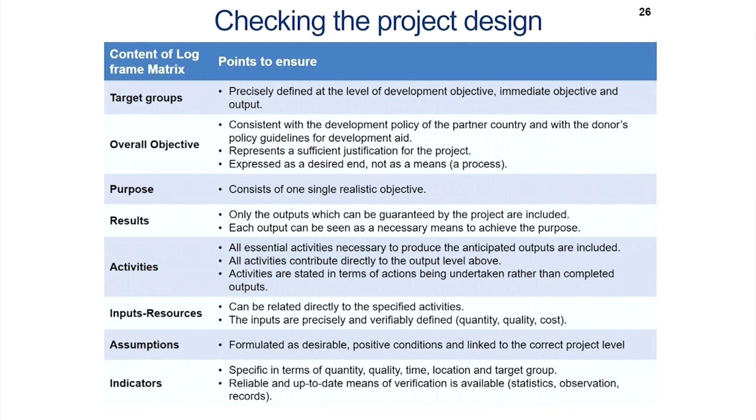The overall objective represents a sufficient justification for the project, expressed as a desired end, not as a means. With regard to purpose, it consists of one single realistic objective. Results: only the outputs which can be guaranteed by the project are included. Each output can be seen as a necessary means to achieve the purpose. With regard to activities, all essential activities necessary to produce the anticipated outputs are included. Input resources: the inputs are precisely and verifiably defined. Assumptions are formulated as desirable positive conditions and linked to the correct project level, and indicators are specific in terms of quantity, quality, time, location and target group.